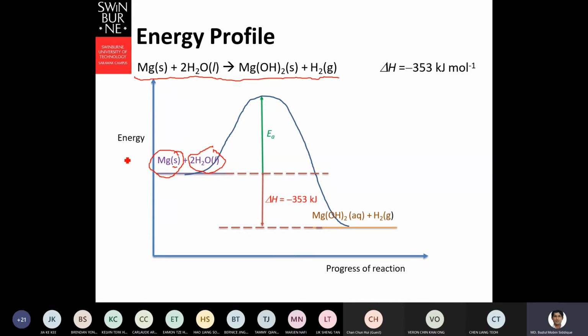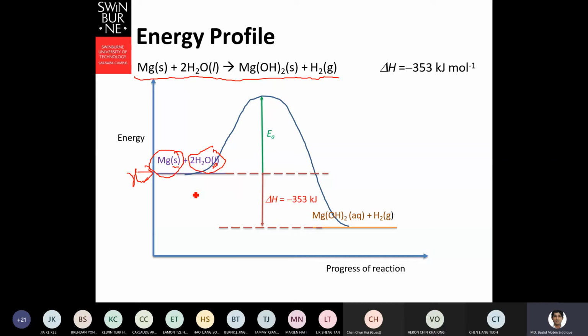Magnesium is solid, and water is in liquid form. The energy of this reactant is, let's say, X. So when I add water to this magnesium, there will be products: magnesium hydroxide and hydrogen gas.